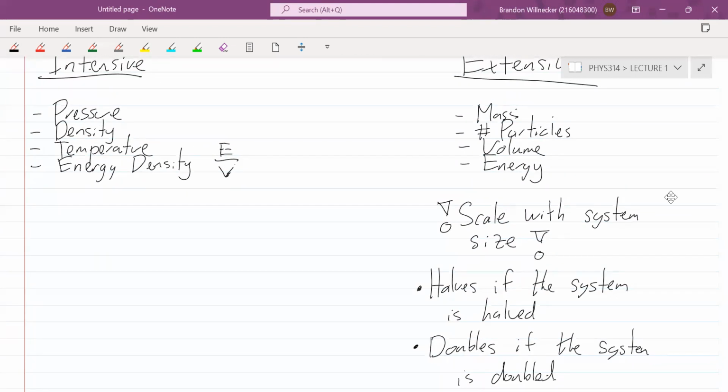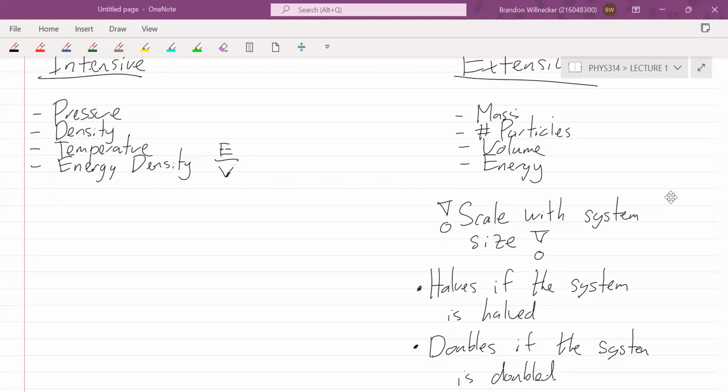So if we just go through the list here, mass: if we double the system size, if everything is uniform, then a doubled system means there's double the mass. Okay, so mass scales with the system size, so it's going to be extensive. Same thing with the number of particles. If you have a box with n particles and you add another box with n particles, so the system size gets doubled, then you have twice as many particles.